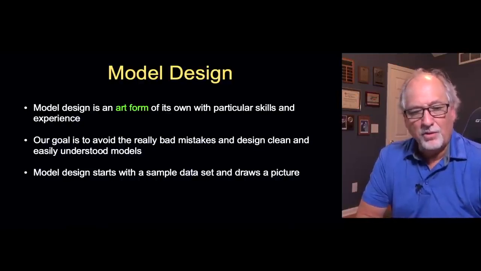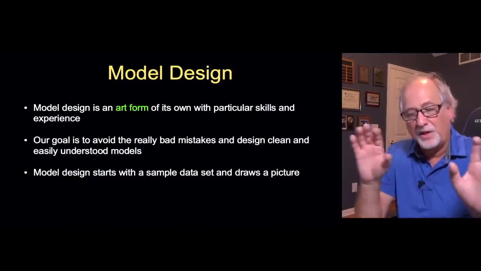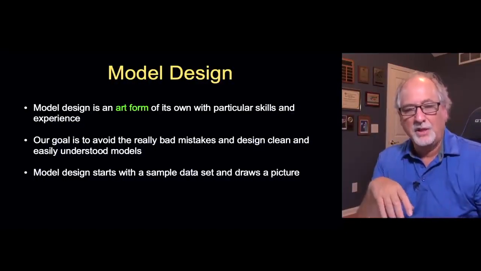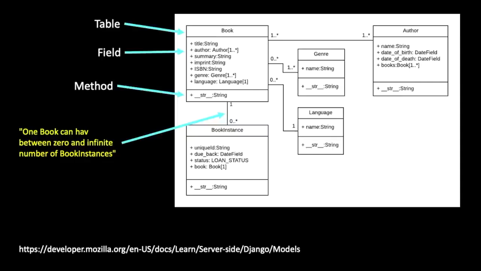The goal is to figure out the data that you want to store in your application, and then draw a picture spreading that data across multiple tables and creating links between those tables. So you start with a sample data set. This is where we're going to end up, the model for the data for this local library application that we're building, and this is the thing we're going to keep coming back to over and over.